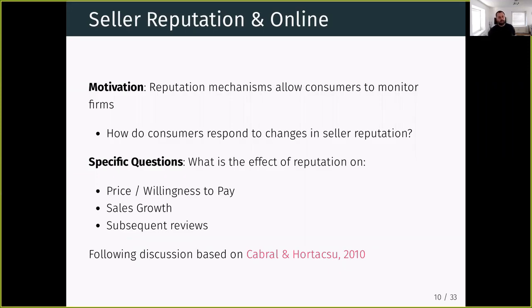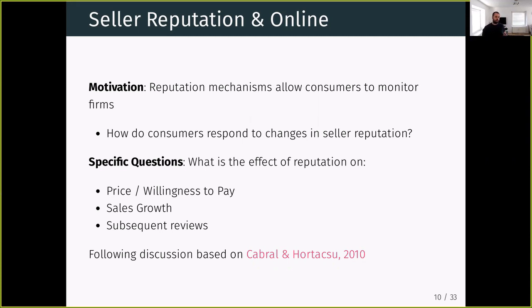The idea is that, as I've said a few times, reputation mechanisms allow consumers to monitor firms. The question we're really going after is, if there are changes in seller reputation, how are consumers going to respond? We're going to think about three metrics to measure that response.